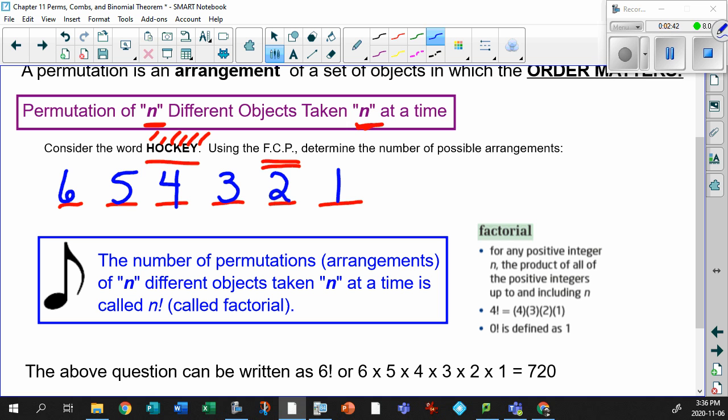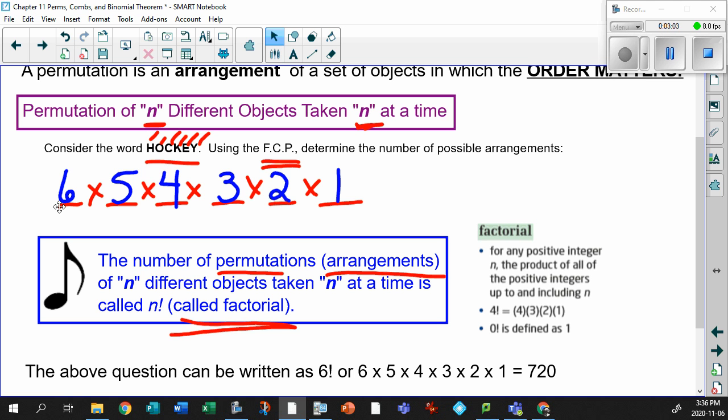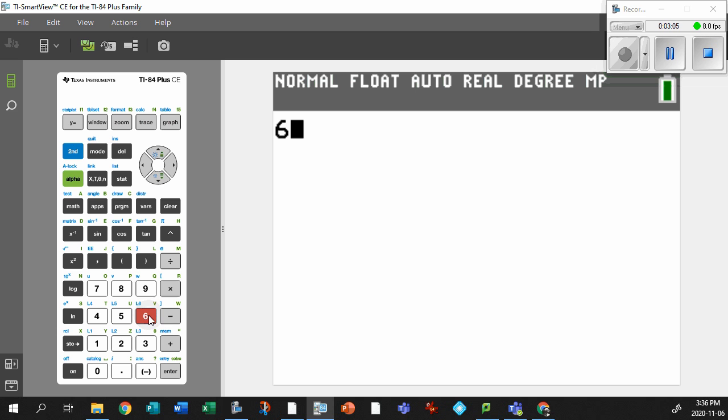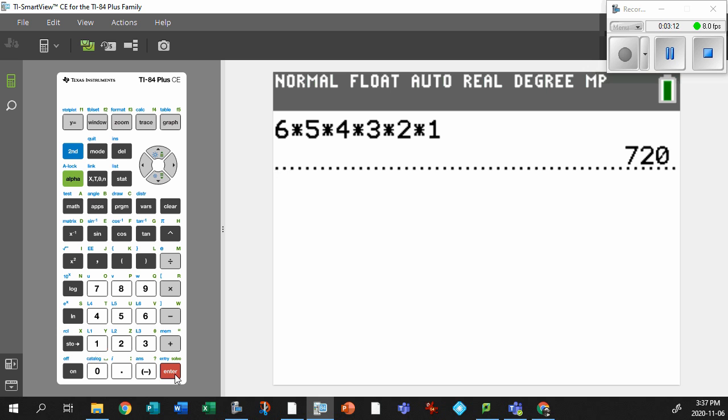Okay, so here we go. Think about this now. The number of permutations, which we call arrangements, of n different objects taken n at a time is called factorial. Because in the old days, you'd go 6 times 5 times 4 times 3 times 2 times 1, and you'd throw it in your calculator and you'd get a number that looked like that, 720. There's got to be an easier way of doing this.